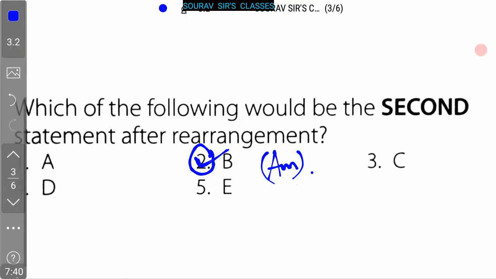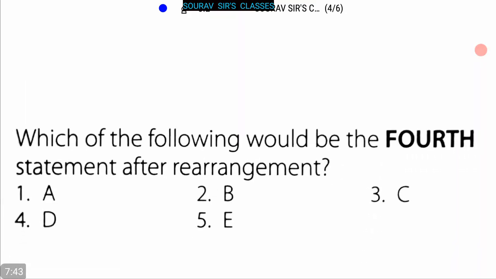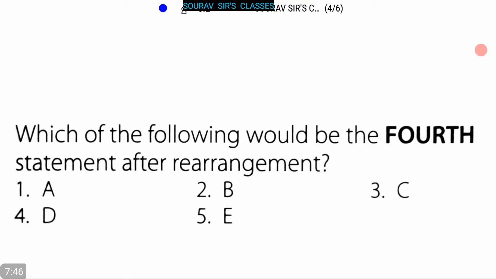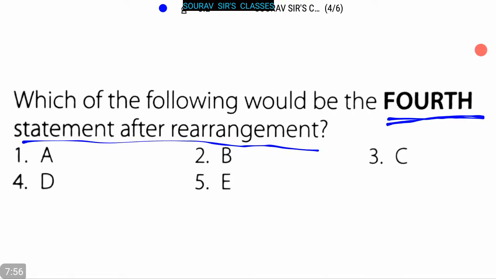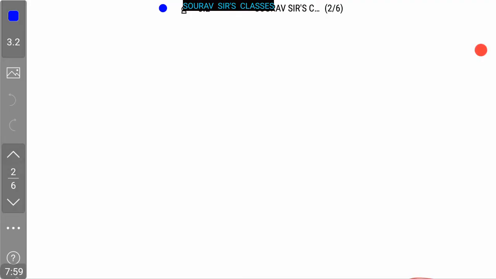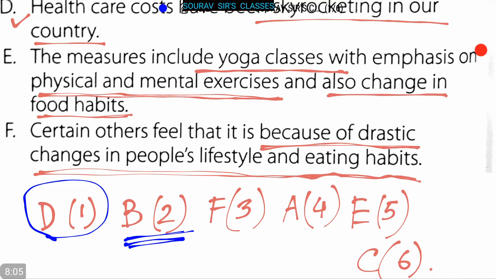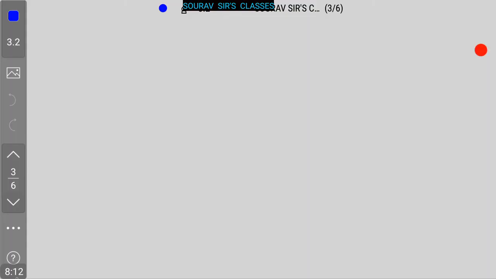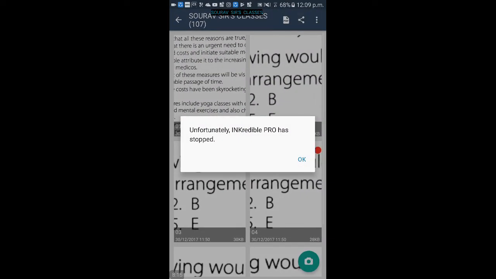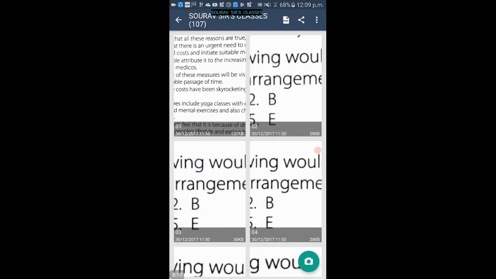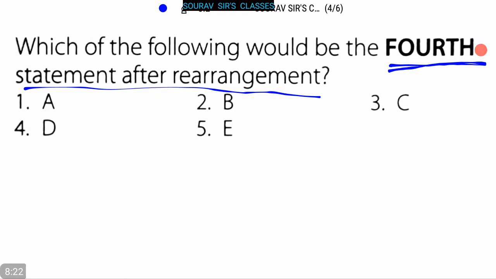Now let's go to our next question, and the question is we have to find out which of the following would be the fourth statement after the rearrangement. So after the rearrangement, the fourth statement was A. So option 1, that is A, is the correct answer.